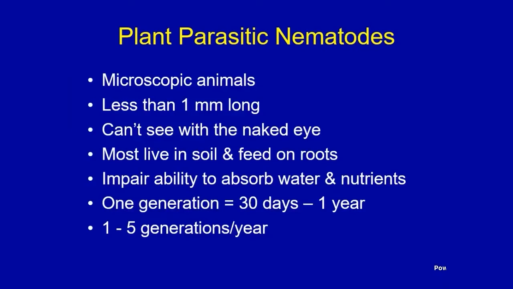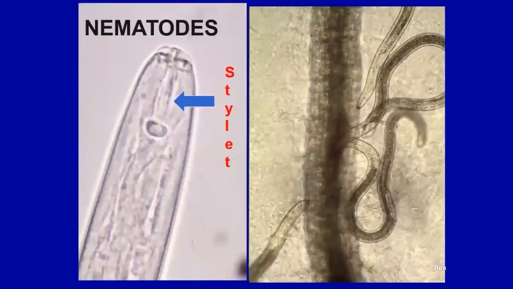They feed on the roots of plants, impairing the ability of the roots to absorb water and nutrients. And that's how you get some of the symptoms. Depending on the species, you might have 1 generation that takes 30 days or up to 1 year. And our most numerous, or more damaging, nematode, root knot nematode, we could see 5 generations per year with each female producing 200 eggs in a generation. So sometimes these nematodes get in your garden and they can explode.